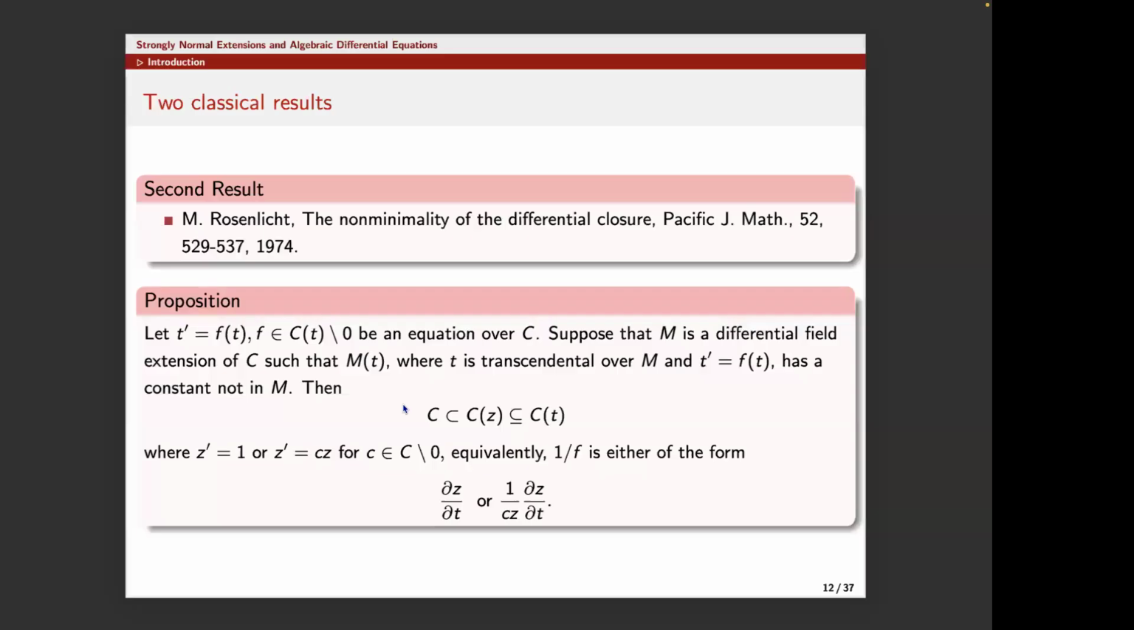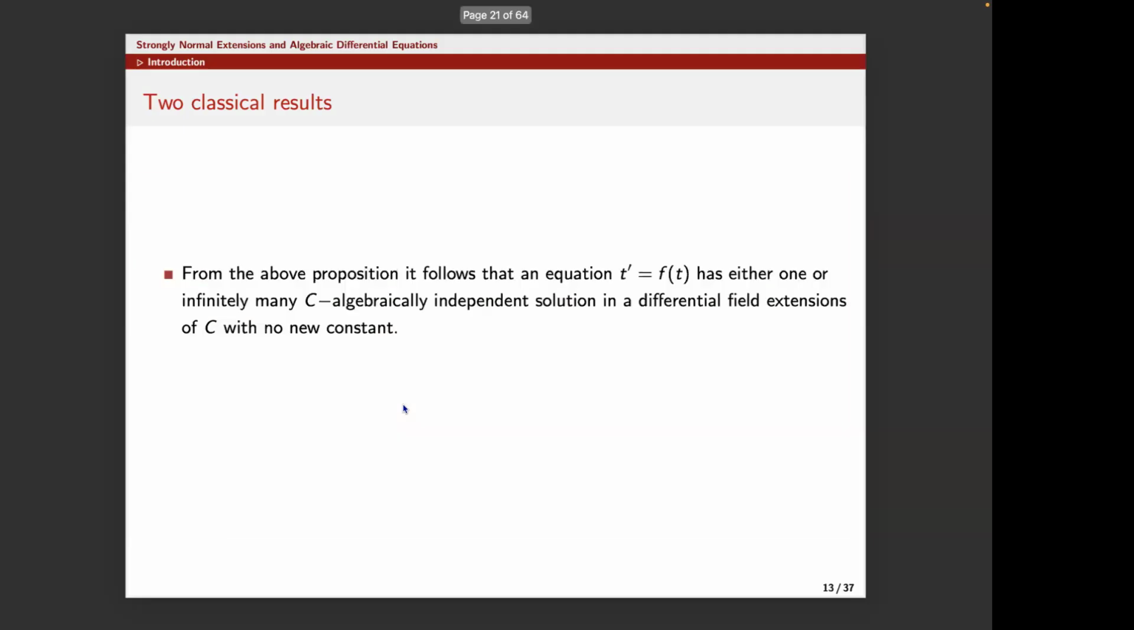So the connection to strongly normal extensions is that this C<t> contains a strongly normal extension, which is C<z> with z' equal to 1 or z' equal to cz. And a very nice application of this result is that one can prove that t' equal to f(t) has either one or infinitely many algebraically independent solutions in a differential field extension of C with no new constants.